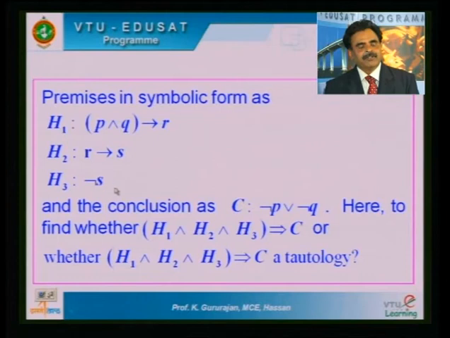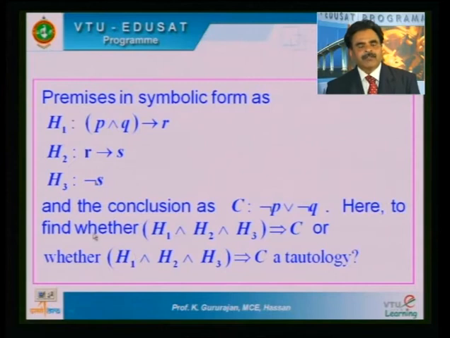So therefore, we would like to find out whether all these premises will imply that either I did not have talent nor I have worked hard. Okay. So the conclusion is what? Negation P or negation Q. So we would like to find out here whether H1, H2 and H3 will imply C logically, right? So this will happen only when H1 and H2 and H3 implying C is a tautology.